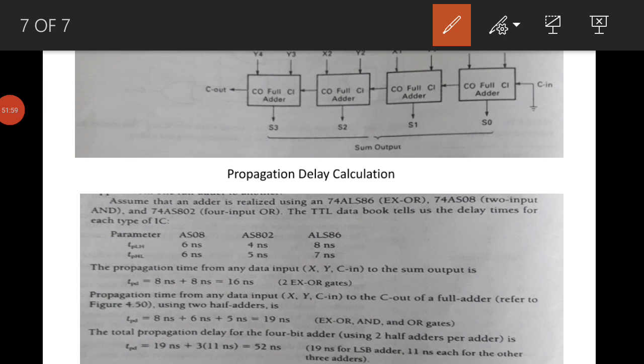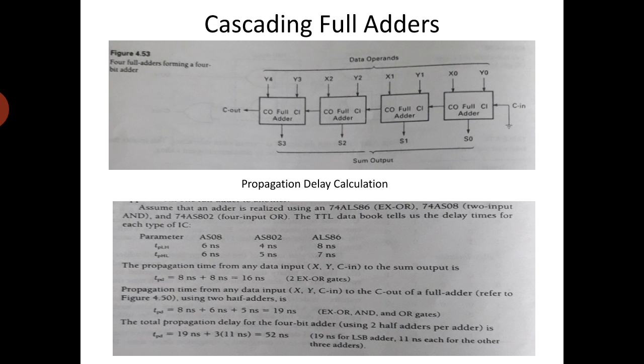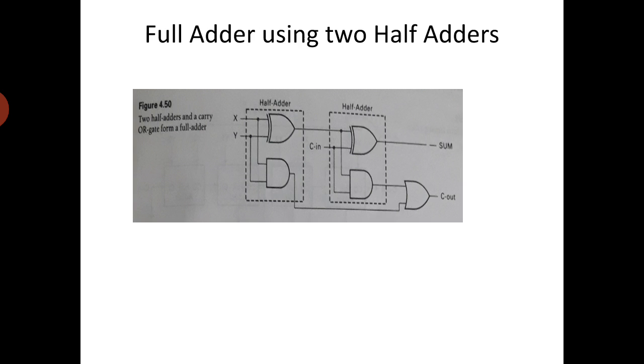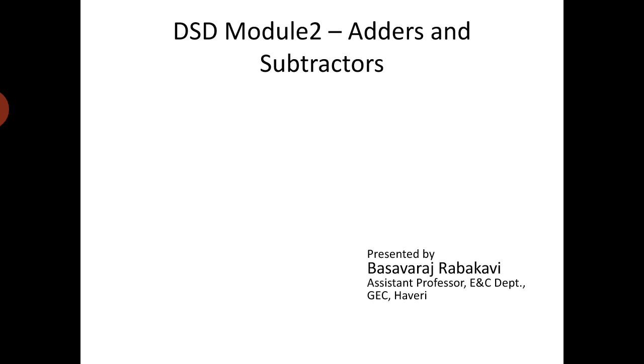This is regarding cascading full adders and how to calculate propagation delay, along with half adder, full adder, half subtractor and full subtractor. Today we have seen how to do binary addition and binary subtraction with 2 single-bit variables and 3 single-bit variables, and cascaded addition, that is 4-bit addition.